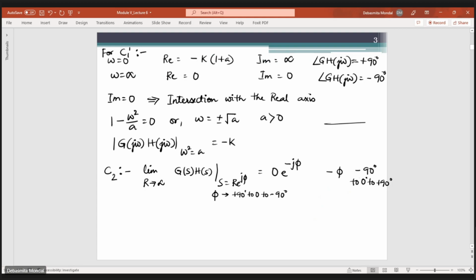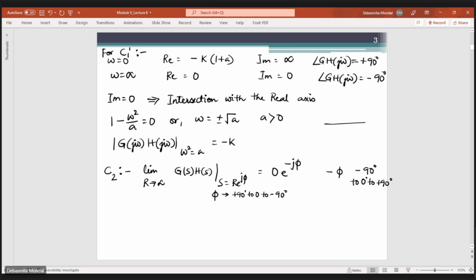And you have C2 dashed. For C2 dashed, what we have is that you will simply put limit r tends to infinity of G(s)H(s), for s equals r e to the power j phi, and from here you will get it will be 0 angle minus phi. So this minus phi will range from minus 90 degree to 0 to plus 90 degree, right? It is coming from minus 90 degree to 0 to plus 90. That's why there is a change in the direction.